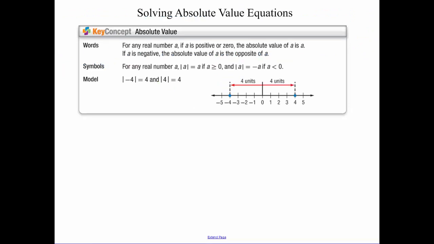Today we're going to be talking about solving absolute value equations. And remember that absolute value is essentially the distance from 0. So you have two answers when you are solving the absolute value of -4 and the absolute value of 4. You have a point that is -4, that's 4 units from 0, and +4, that's 4 units from 0. That's why when we solve absolute value equations, we're going to have two answers.